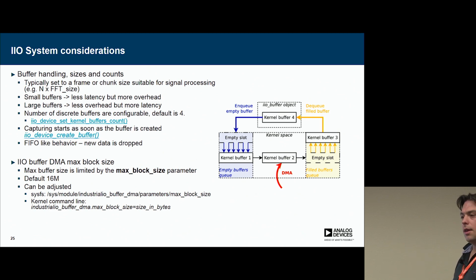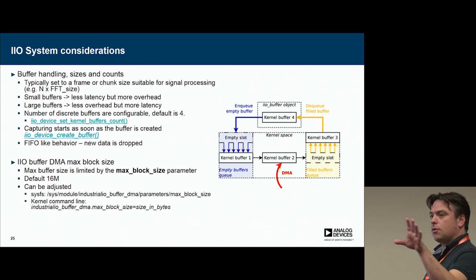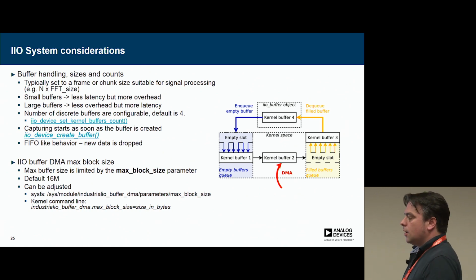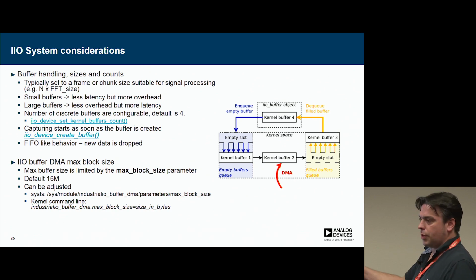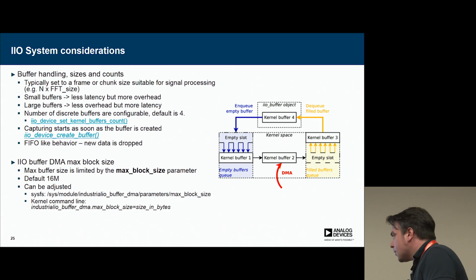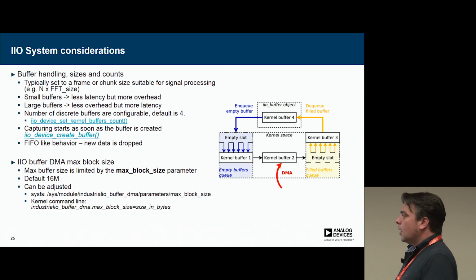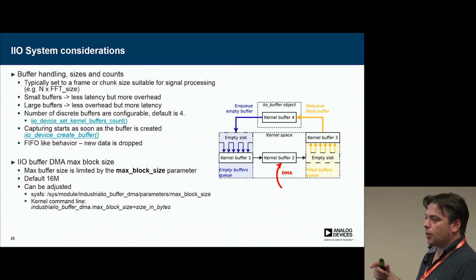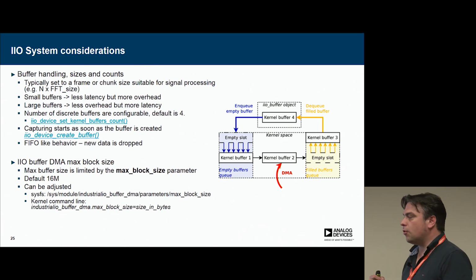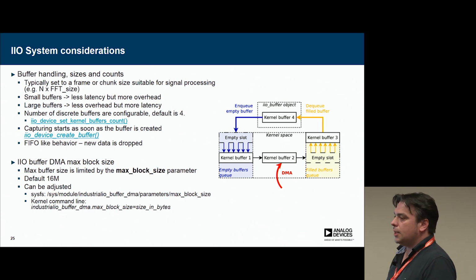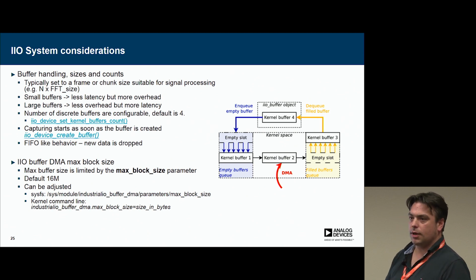Those are the buffers in this queue mechanism that are being filled at the same time while you consume them. If you have some latency that you need to accommodate, you basically increase the number of buffers. Also, as soon as you create the buffers, the kernel starts filling them. The whole IIO implementation has FIFO-like behavior, which means that new data is dropped. So if you can't consume the buffer in the application fast enough, new data is dropped.